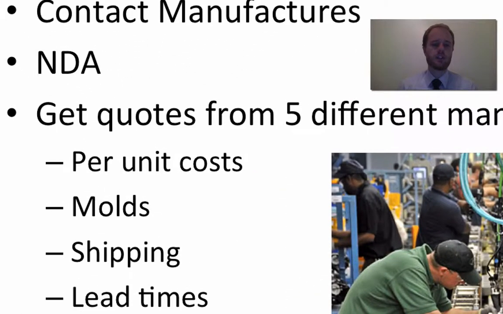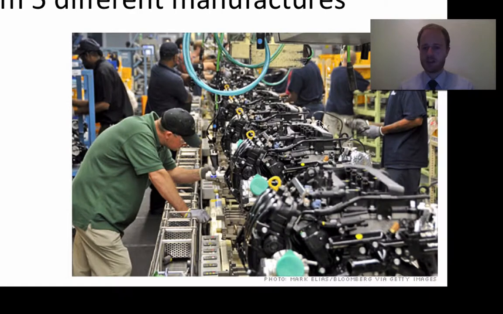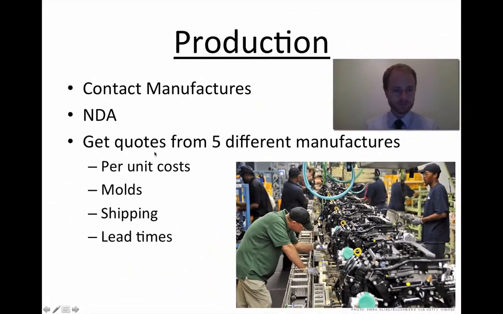You're also going to need to figure out the cost per unit, cost per molds. These are for plastic components for injection molding. You'll need a cost on how much it's going to cost to ship your product to you, and lead times. How long is it going to take? Here I've got a manufacturer that looks like some type of assembly line for motor components.